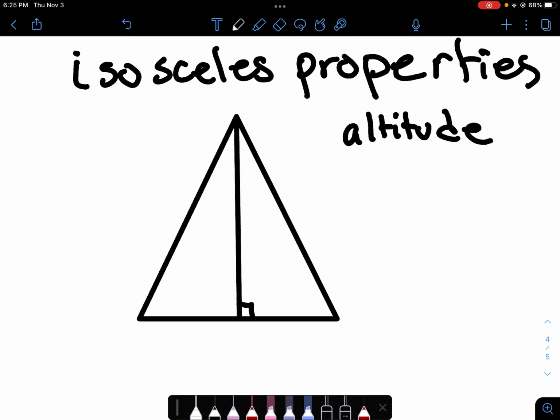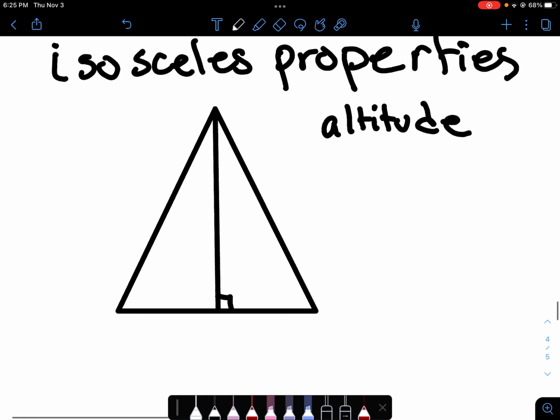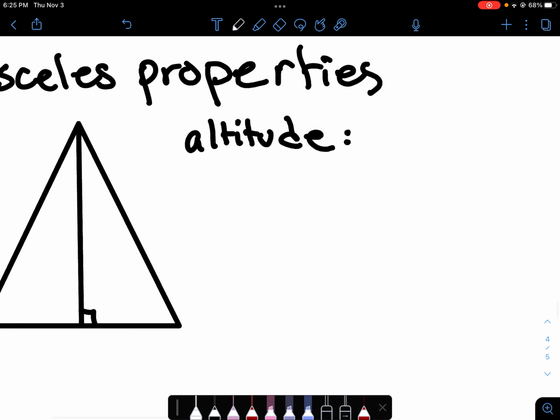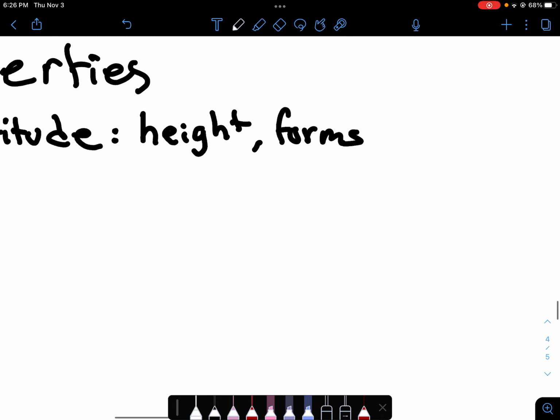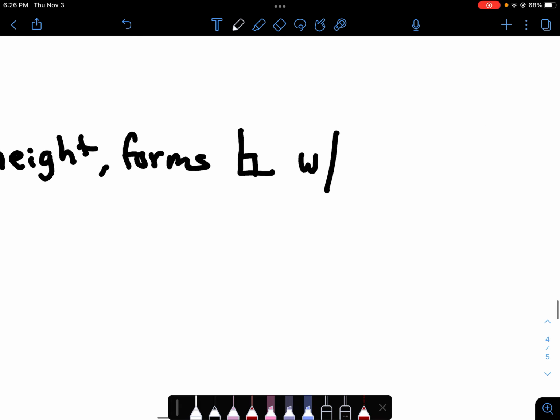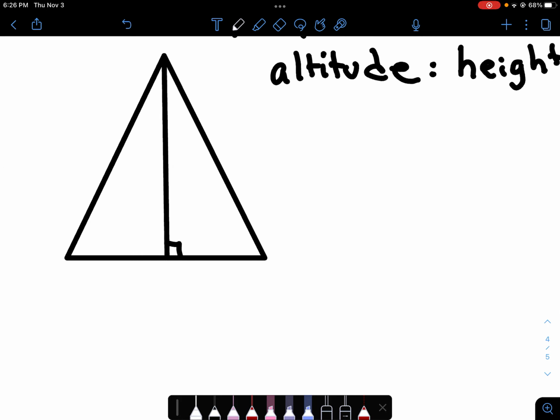You probably may not know what an altitude is, but in simple terms, an altitude is a height. It forms a right angle with the base. So that's special. Okay, cool. It forms two right triangles.